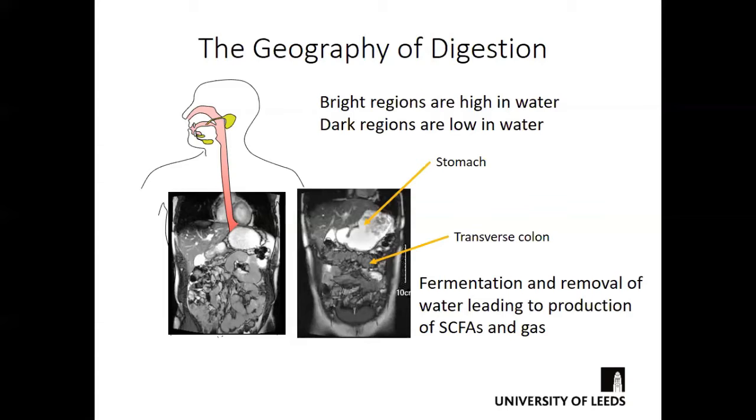So here again, taking a different slice, you can see the stomach, and here you can also see the transverse colon. Fermentation and removal of water takes place in the colon, leading to the production of short-chain fatty acids and gas, hence the dark regions.